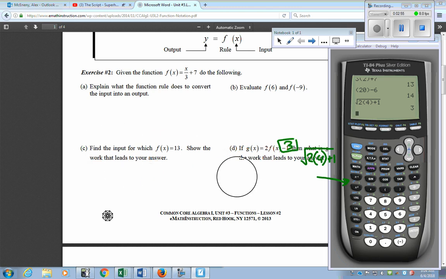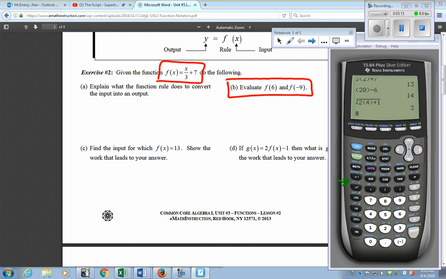When you're looking at A, they want to know what the rule is. So pretty much what you want to do is describe which operations you see. Do you see adding, subtracting, multiplying, dividing in this? Part B is more of what we just talked about above. I want you to put 6 and negative 9 in for x. C is a little different, because C says f of x equals 13. If you see that, they don't want you to put in 13 for x. They're saying that the answer you get out is 13. So what you'd have to do is write down the function as an equation, and set it equal to that answer of 13.